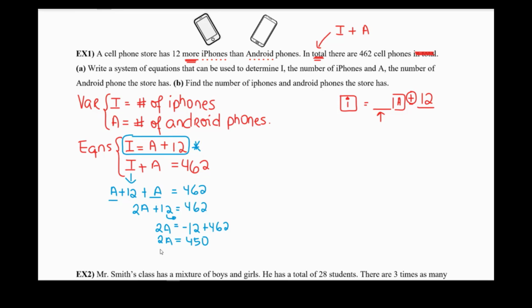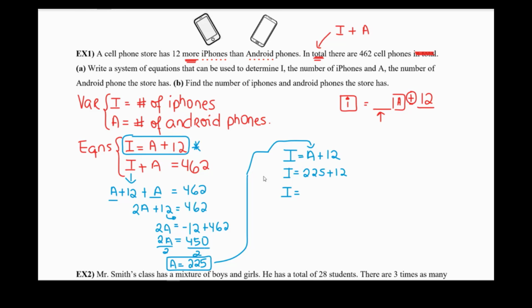I'm going to divide both sides by 2. So the total number of Android phones is 225. So there we go. Now I'm going to find the iPhones by copying the star, and I'll bring the value of A and I'll plug it in right there. So this would be I equals 225 plus 12. I equals 237. So there you go. These are the answers for the first problem.